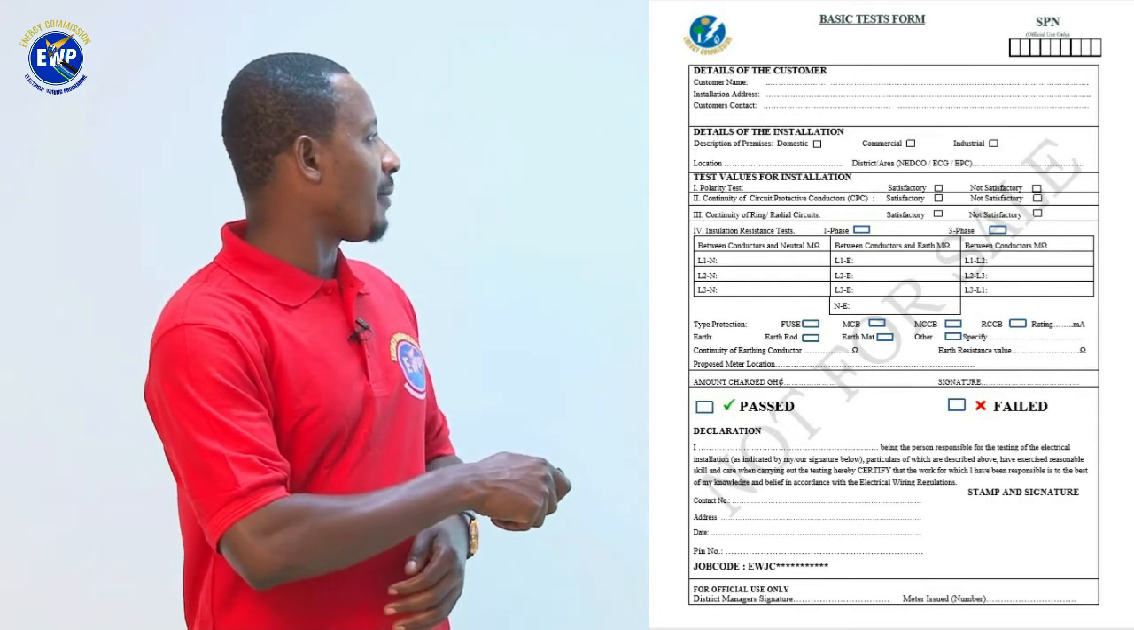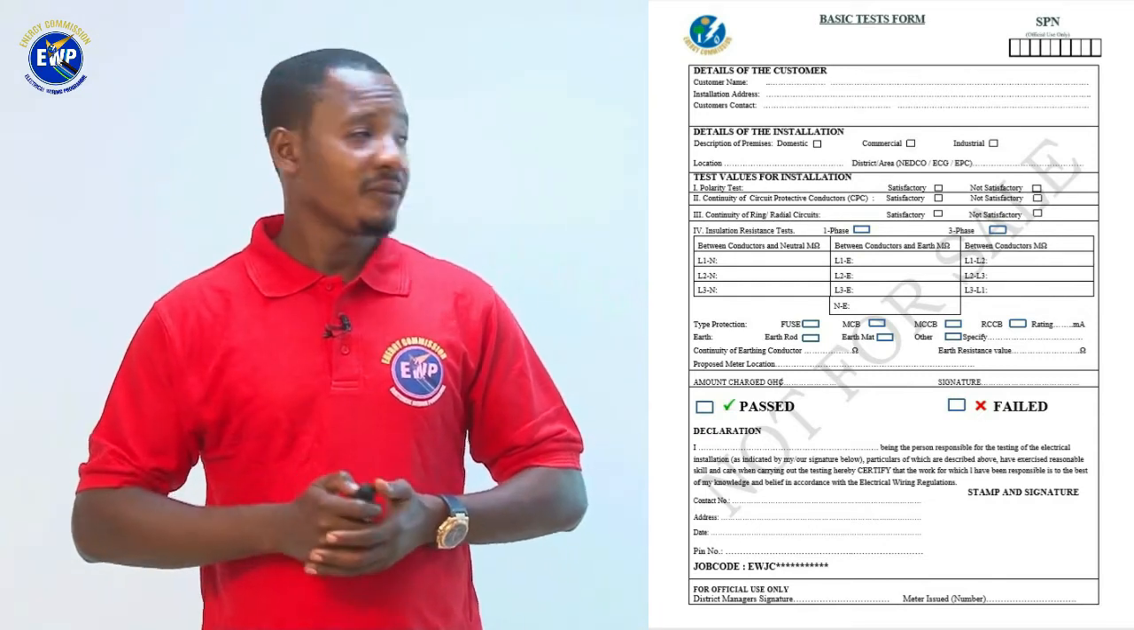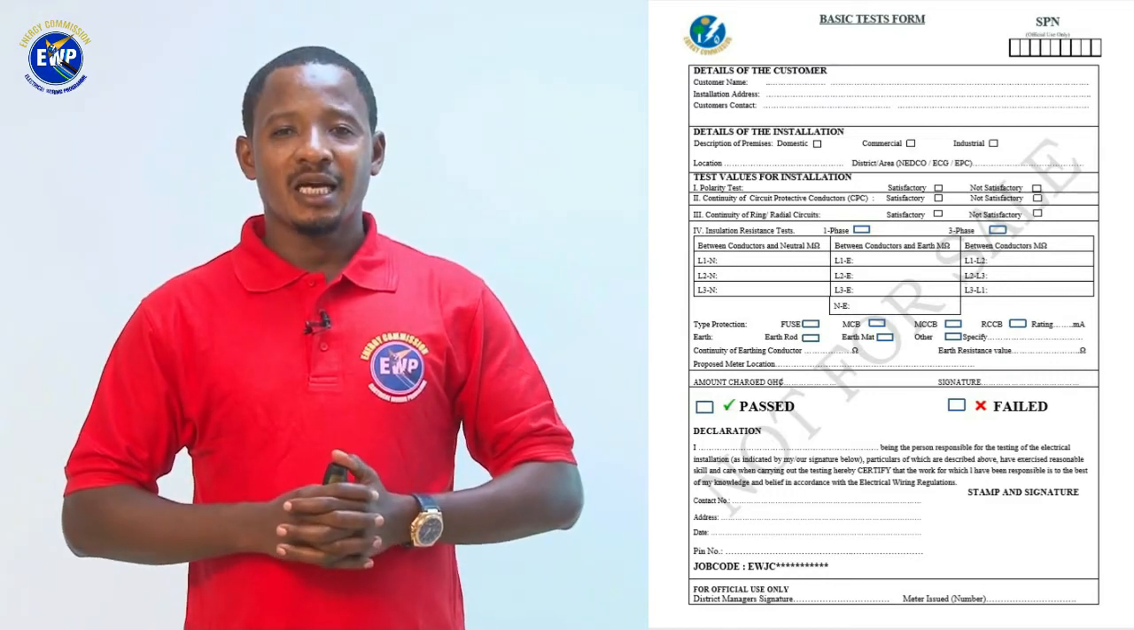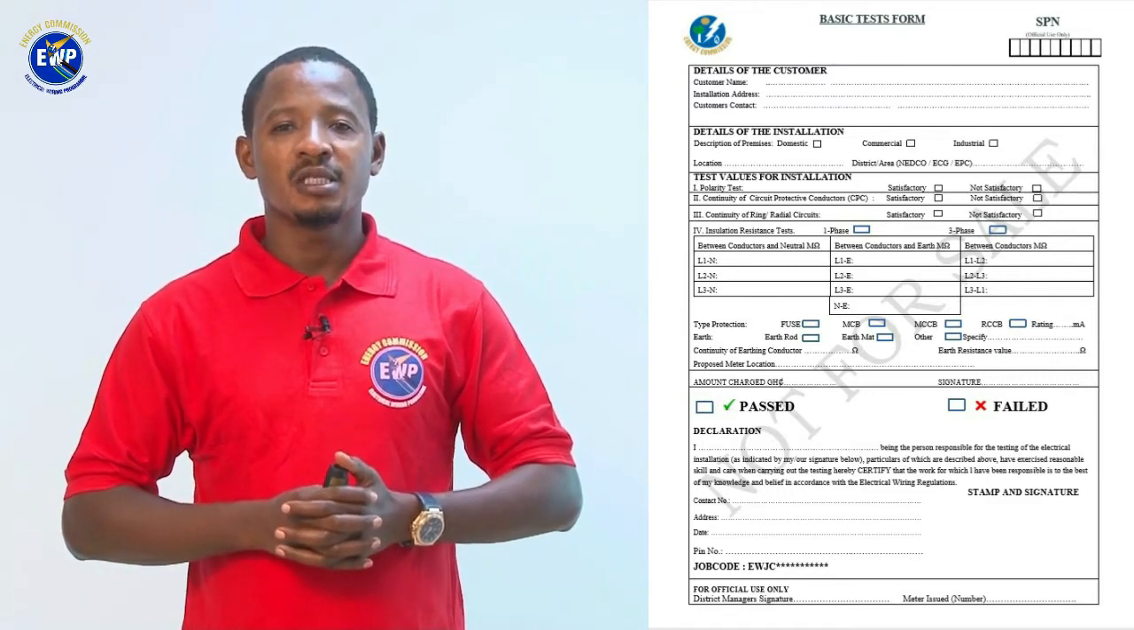So on fees, as I mentioned earlier, the electrician is expected to indicate the amount charged, and then the payee signs accordingly. Whether the electrical installation passes or fails, the inspector is expected to fully fill the declaration part of the basic test form, stamp and sign.